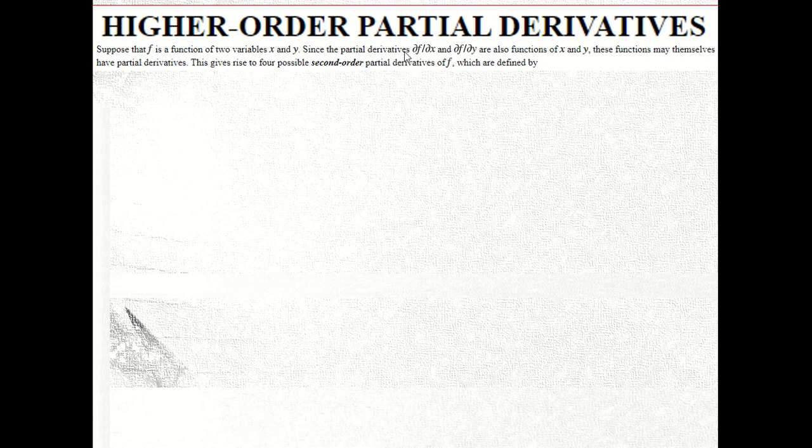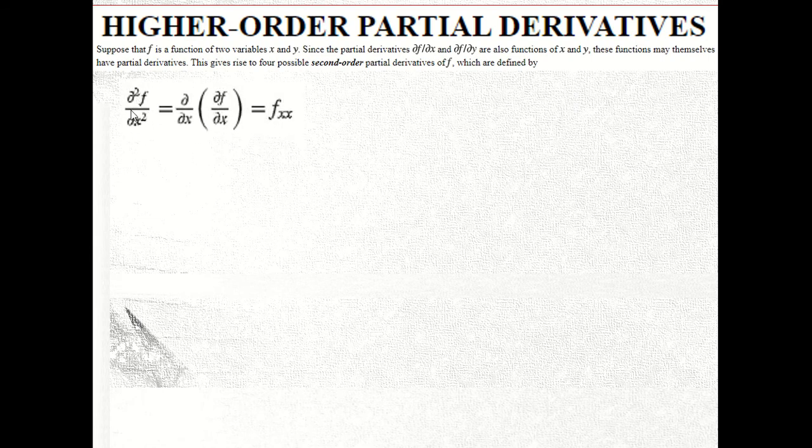Since the partial derivative of f with respect to x and the partial derivative of f with respect to y are also functions of x and y, these functions may themselves have partial derivatives. So this gives rise to four possible second order partial derivatives of f, which are defined in the following.